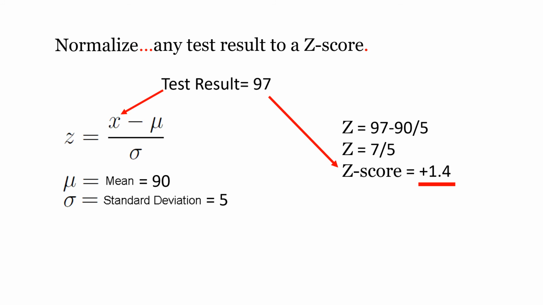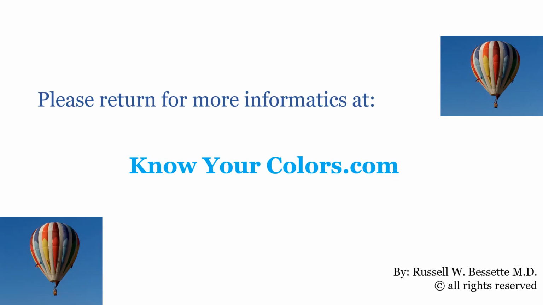Recalling the bell curve, we know that that value falls to the right of the mean and under the upper limit of 2 standard deviations for normal. Hopefully this video gave you a better understanding of z-scores and how to calculate them for any test result with a normal range of values.